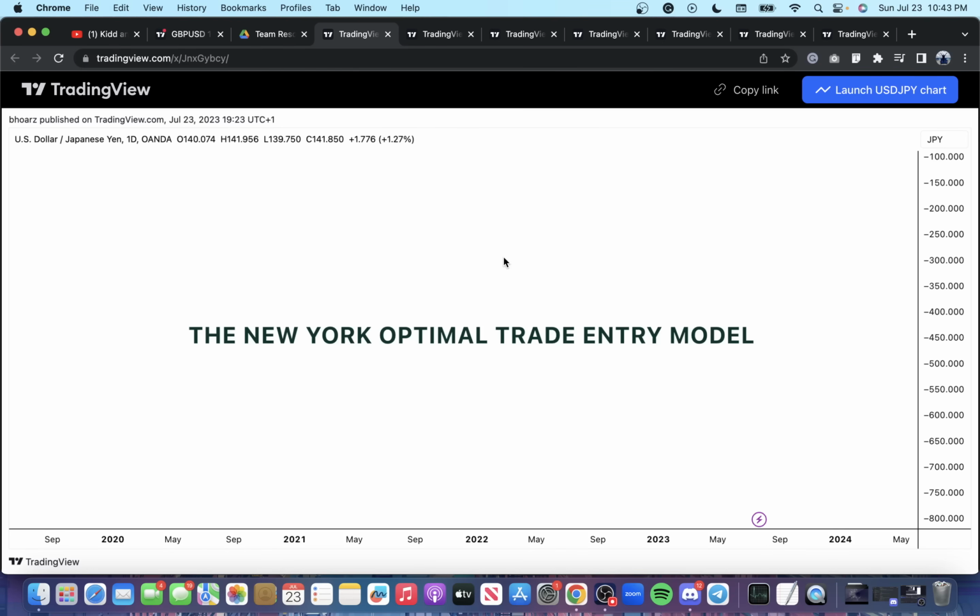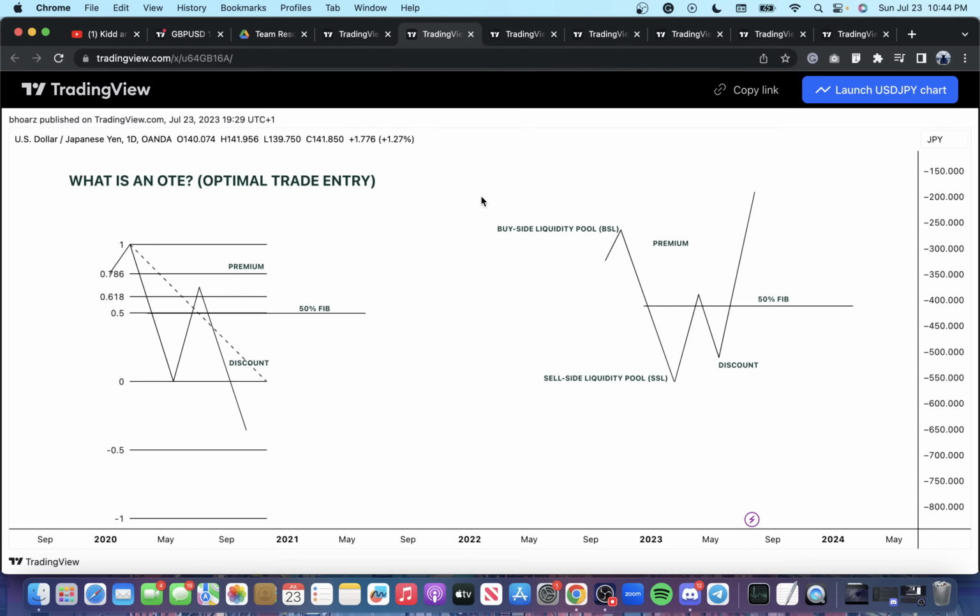So this is my favorite model. This is my go-to model. And if I was to only trade one model for life, what model would that be? That's this one here. The New York Optimal Trade Entry model is what we're going to be discussing today. So welcome to today's video, and we're going to delve into the New York Optimal Trade Entry model.